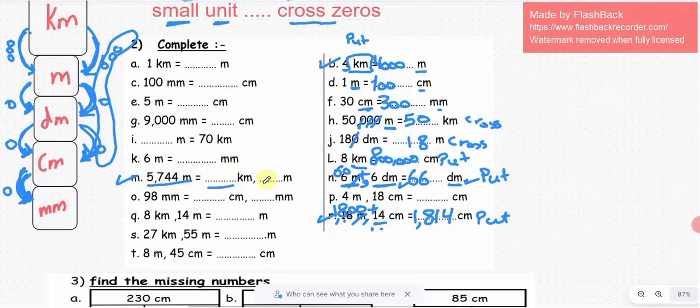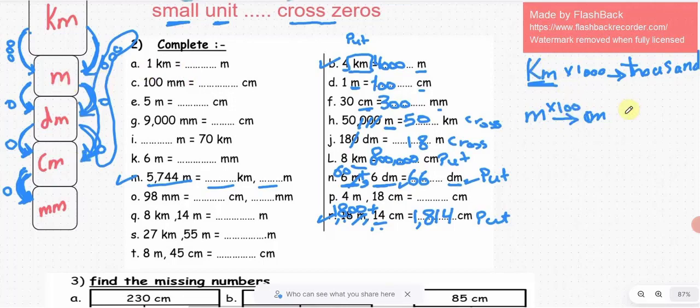Let's take letter M. 5,744 meter equal how many kilometer and how many meter? I want to cut this number in 2 numbers, kilometers and meters. Take care, I said before that kilometers, I'm gonna multiply it by 1,000. So it will take the place of 1,000, the family of 1,000. When I multiply by 1,000, the kilometer will be in the 1,000 place. And the meter, I said before, meter to go to centimeter, we multiply by 100, 2 zeros. So it will be in the 100 place.